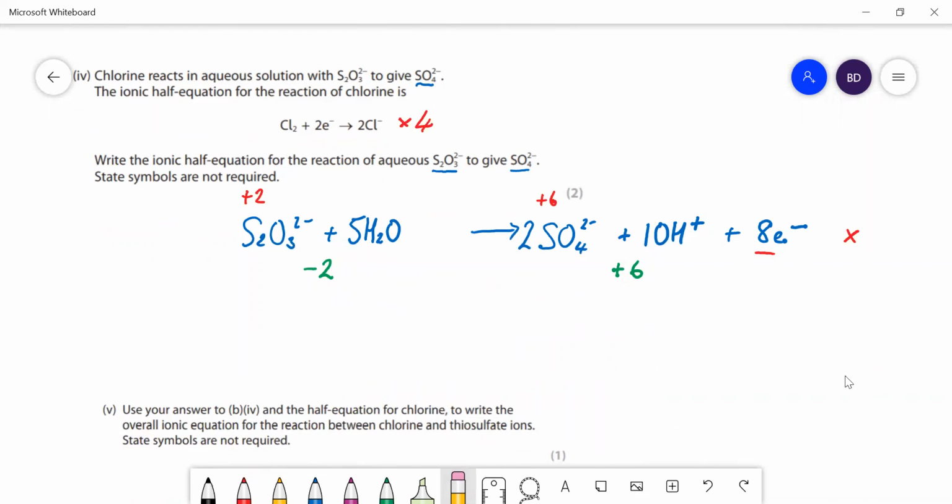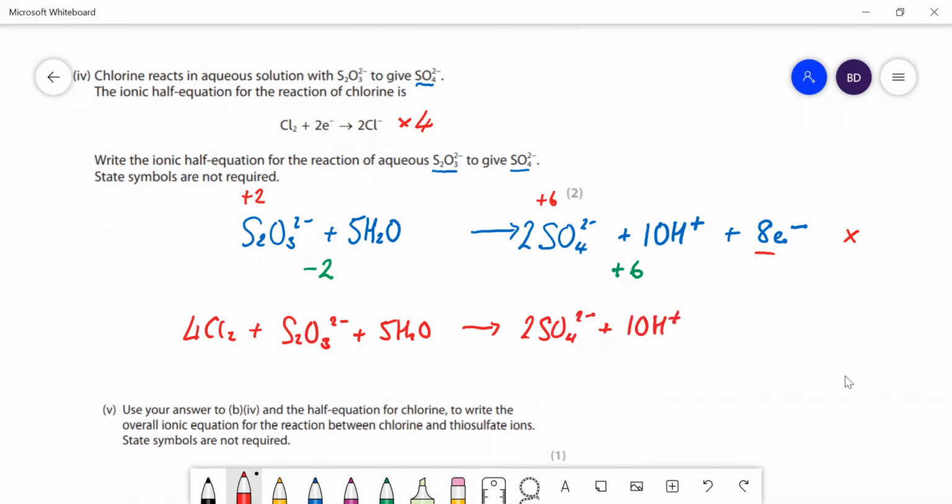4Cl2 plus thiosulfate plus 5 waters goes to 2 sulfate ions, 10H plus, and 4 lots of, so that's going to be 8 chloride ions. Okay, so there's the equation for that.